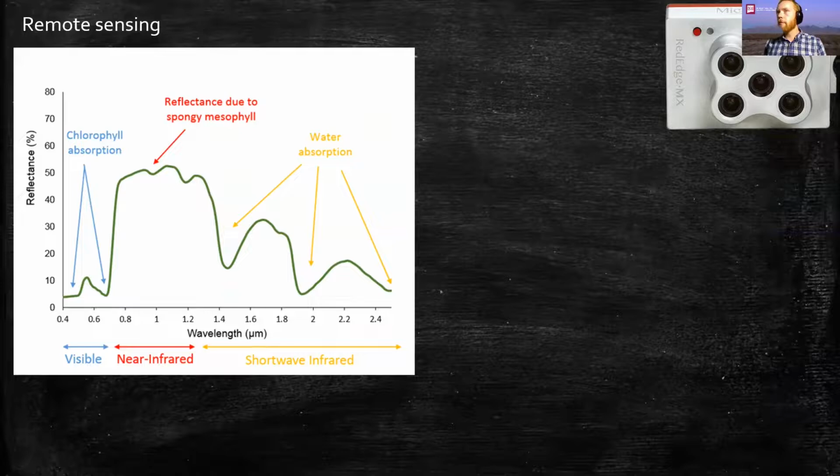This is a really common spectrum. This shows how much light is being reflected from a leaf. Chlorophyll absorbs visible light to make food for the plant. So you can notice that the x-axis here from 0.4 to 0.8 is the visible light spectrum. It's just in micrometers rather than nanometers.